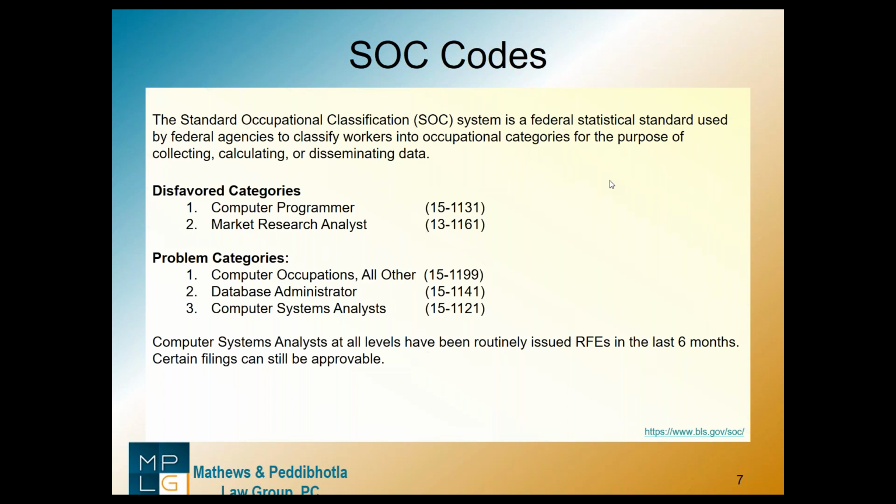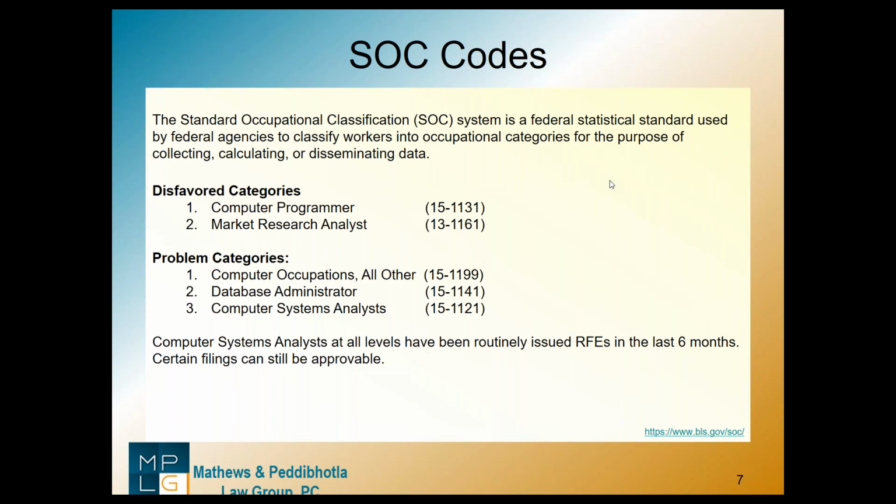The other two that have become problem categories are database administrator, which has been a trigger for RFEs and some denials, and so there are other considerations for alternative categories. If they are in fact a database administrator, we'll work with you. We would rather file at a higher wage level, maybe even level 3. Obviously, it's a case-by-case analysis.